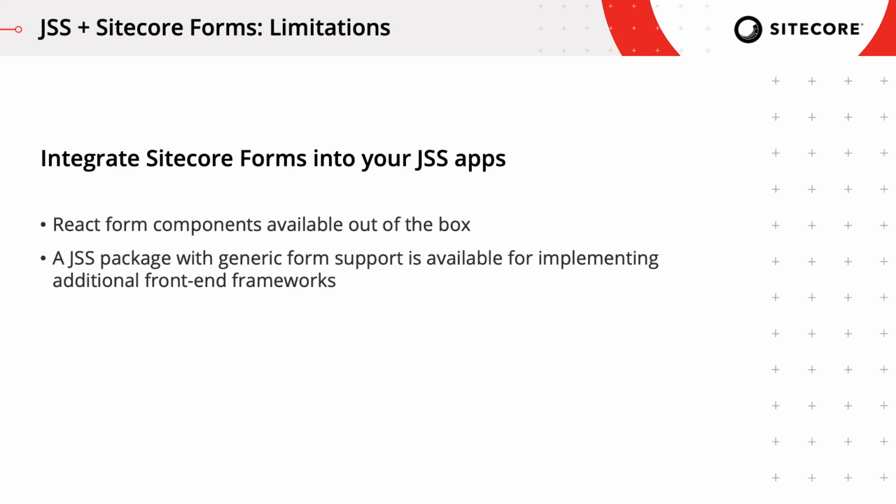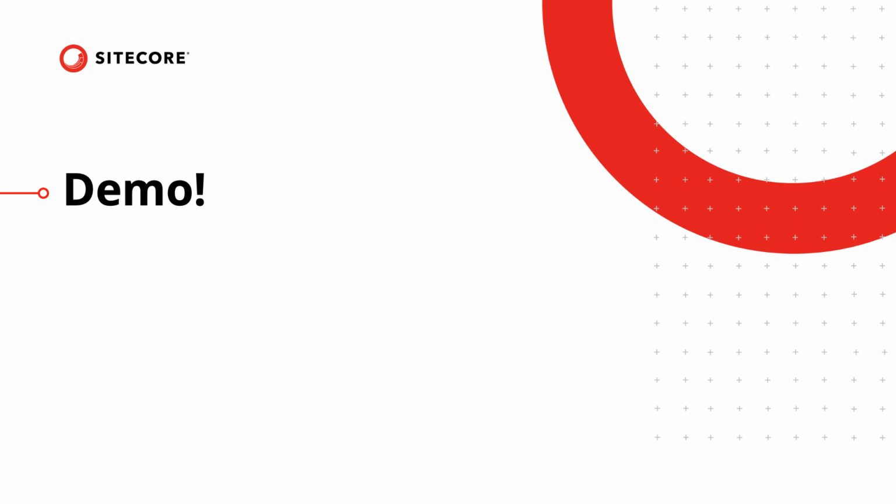Sitecore 9.2 only ships with a React implementation of forms, as React is the most popular library that we're seeing customers choose. But the good news is that our new packages are split into two libraries. One is generic form support and one is React form support. So it should be pretty straightforward to add support for additional front-end frameworks. Let's take a look at these features in action.